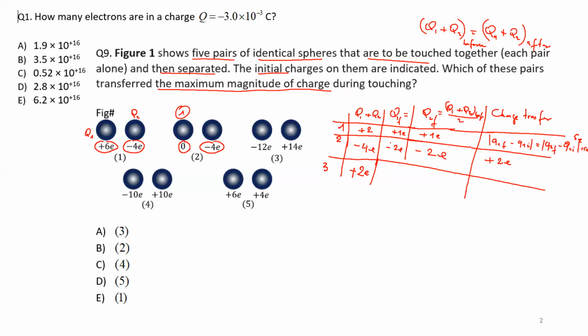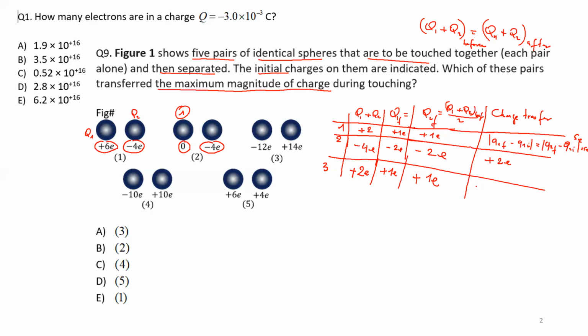Now, what is the total charge after transfer? For Q1, it will be plus 1e. And for Q2 also, it will be plus 1e. Okay, so this 2e here is divided into 2. So plus 1e for Q1 final, plus 1e for Q2 final.